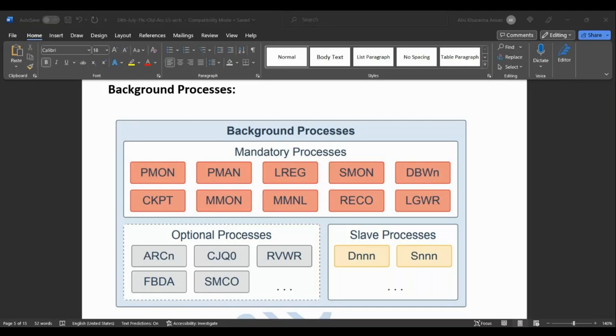Now before going more into background process, there are two terms used in database. One is connection and one is session. So let me know what is connection and what is session. Anyone?